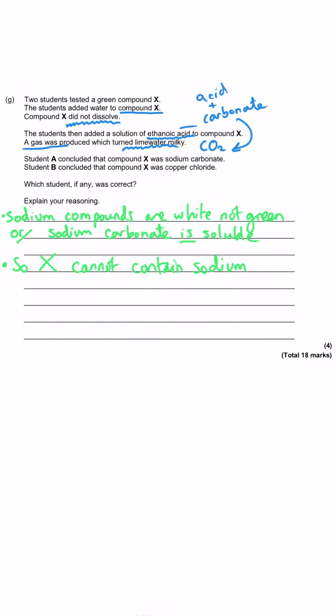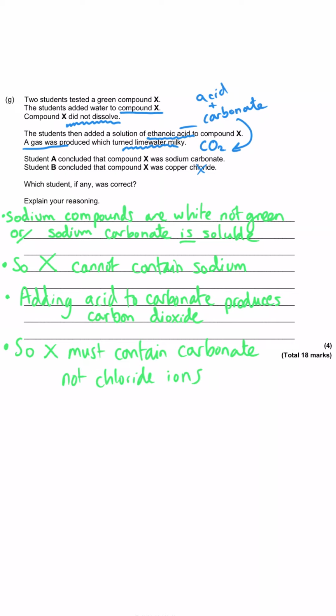So student B is saying copper chloride. Well, it can't be chloride, as we've already said, because the chloride would not give us our fizzing with the lime water turning white. So student B is incorrect because adding acid to a carbonate produces carbon dioxide. So carbonate must be present rather than the chloride ions.